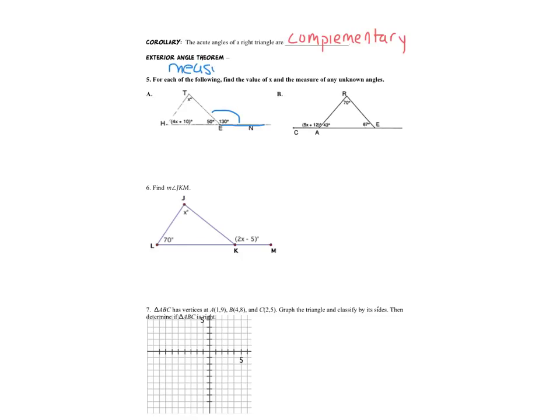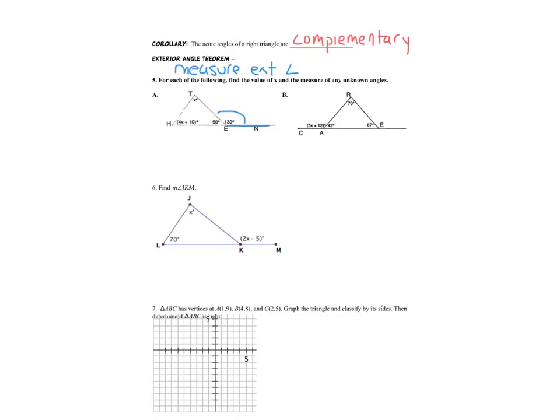So measure of an exterior angle is equal to the sum of the two non-adjacent interior angles. All right, so that's a lot of vocab right there. I'll explain what I mean in this next example.